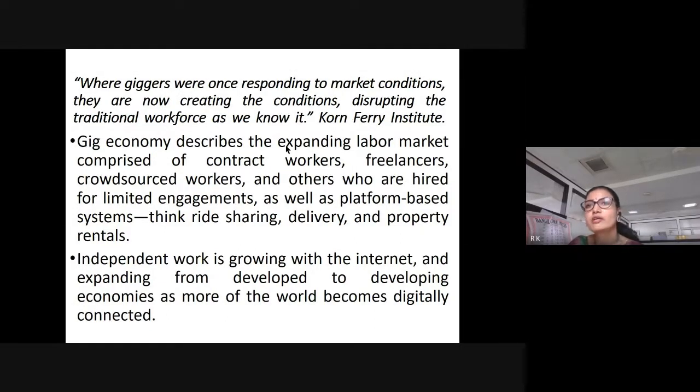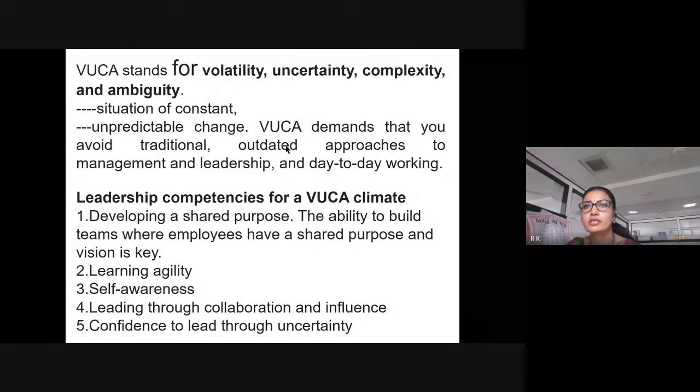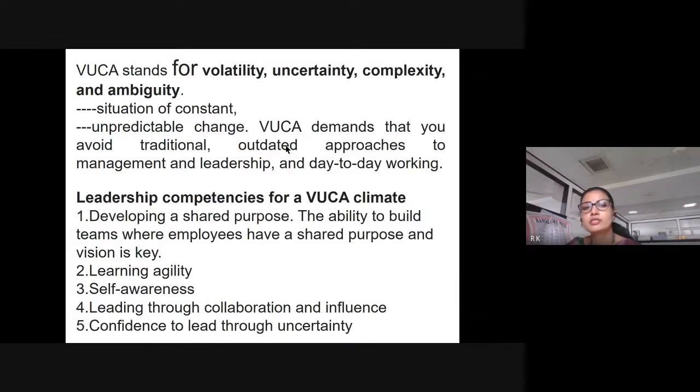In Bangalore today, we are facing an extraordinary change in lifestyle and teaching style and the ways in which teachers are taking things to the class. We need to become digitally expert and keep coping with the market in order to be very competitive and also be independent. Independent work is growing along with the internet and expanding from developed to developing economies as more of the world becomes digitally connected. This is what I was just telling you a few minutes back. VUCA stands for volatility, uncertainty, complexity, and ambiguity. So this is going to be the future.